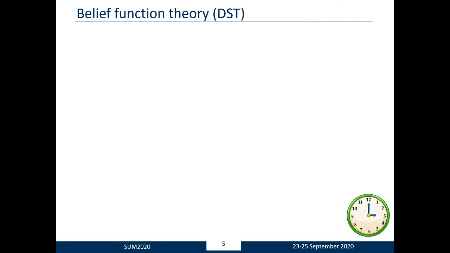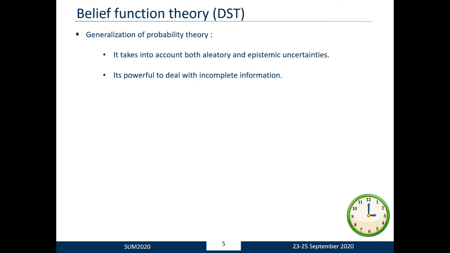Now we are going to introduce the belief function theory, known also as Dempster-Shafer theory. This theory is a generalization of probability theory that takes into account both aleatory and epistemic uncertainties. In the case of probabilities, the theory takes into account only the aleatory aspect. And Dempster-Shafer theory is a powerful tool to deal with incomplete information.